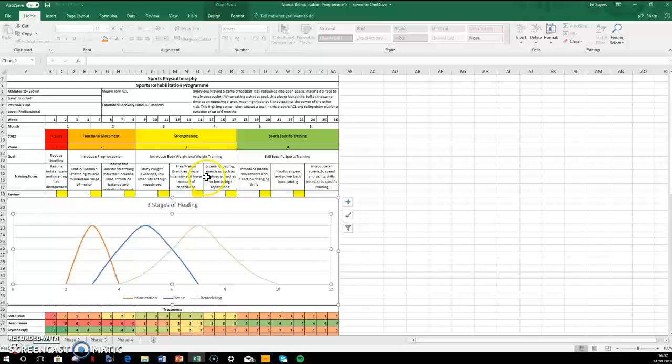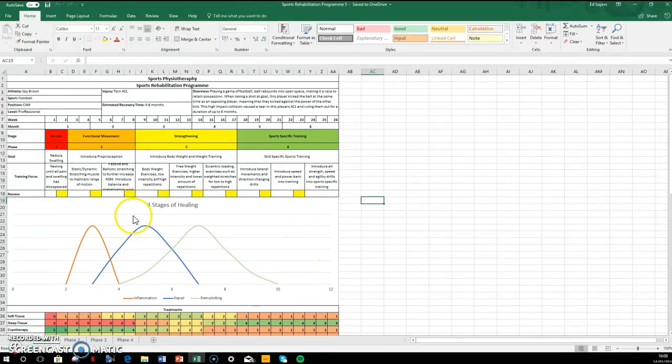The next training focus is to use free weight exercises at higher intensities and lower numbers of repetitions. The third training focus towards the end of the strengthening phase is eccentric loading exercises, such as weighted stretches, for low to high repetitions. Then for the last 8 or 9 weeks, during the sport-specific training section, your training focuses would be to introduce lateral movements and direction-changing drills, then to introduce speed and power back into training, and finally to introduce all strength, speed, and agility drills into sport-specific training.